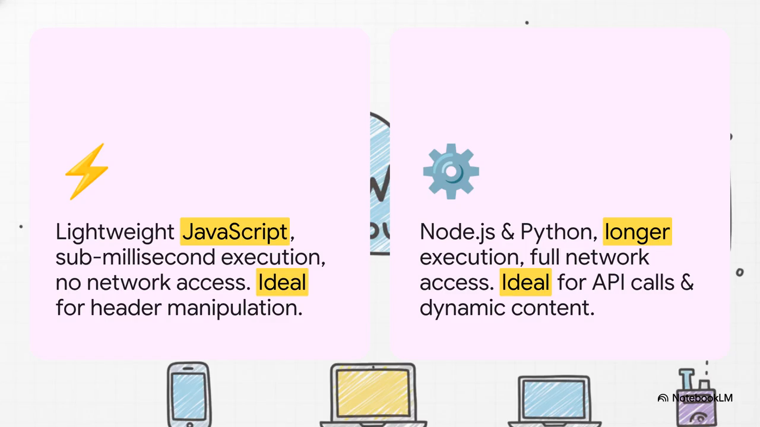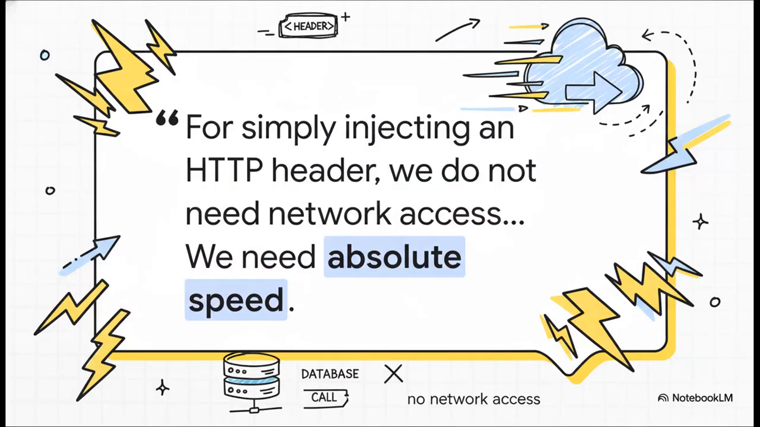Then you have Lambda at Edge. That's the sledgehammer. It runs full Node.js or Python, can make network calls to other APIs, and do all sorts of heavy lifting. But it's a bit slower and costs a little more. And Margaret nails it. She says, look, all we're doing is slapping a couple of headers on a response. We don't need network access. We don't need heavy compute. What we need is speed, pure unadulterated speed. And for that, CloudFront Functions is the clear winner.